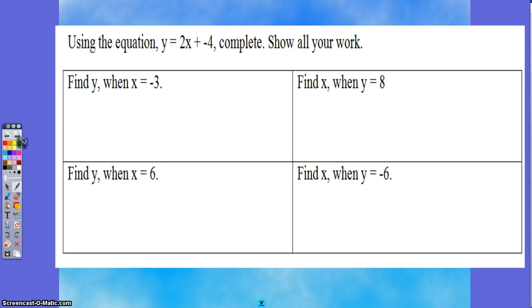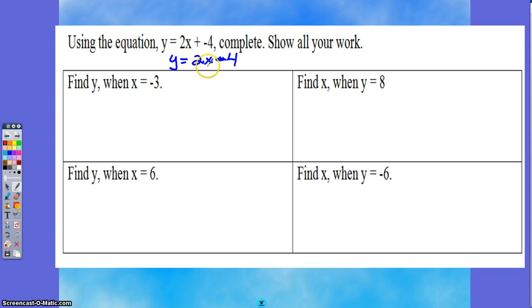Let's try another rule. Here I have a rule of y equals 2x plus negative 4. Now when I see those two symbols next to each other, I don't like it at all. So I'm going to rewrite that equation as y equals 2x minus 4. It's a whole lot easier to look at. Alright, so in this case I know what my x value is, negative 3.